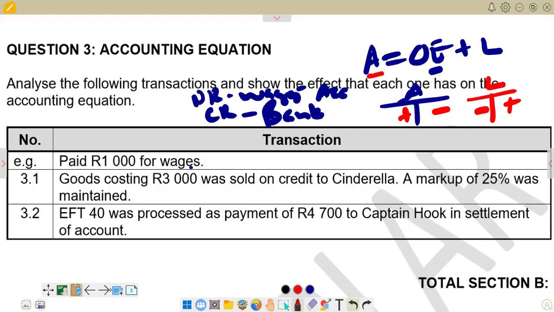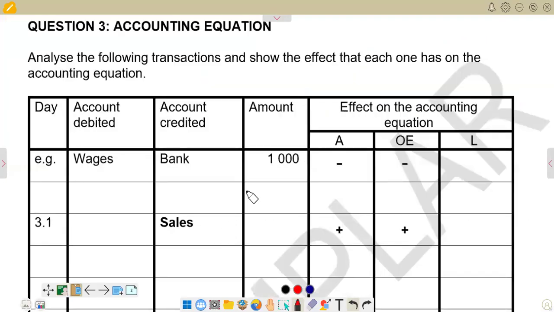So this is exactly what we have in the answer section, where the example has been demonstrated. Let's see what the example is saying. We are debiting our wages, and then we credit our bank, and the amount is 1,000. You see that for assets we put a negative, and for owner's equity we also put a negative.